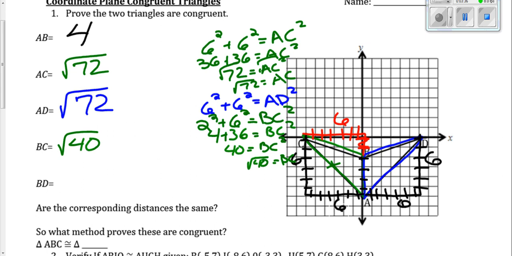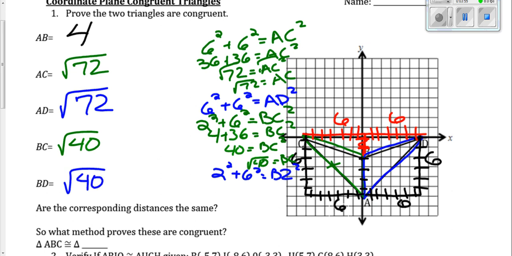All right, last side length, BD. Up 2 again, over 1, 2, 3, 4, 5, 6. Okay, so it is the same numbers, perfect. So 2 squared plus 6 squared equals BD squared, which when I do the math, I already know I'm going to get the square root of 40.